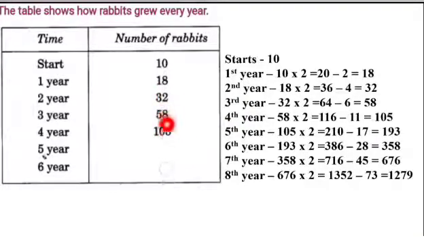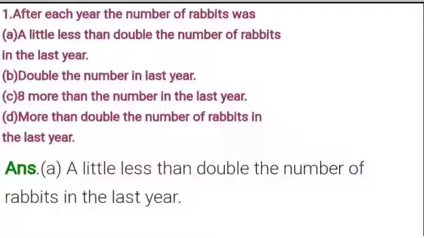If you follow the pattern year by year, doubling and then subtracting these approximations, we can get all the answers till the 8th year. Now till the 6th year it is given, but we are going to see till the 8th year. Why? Because we have some questions to be answered just below this table. So let us see what the first question is. The first question is: a little less than double the number of rabbits in the last year.